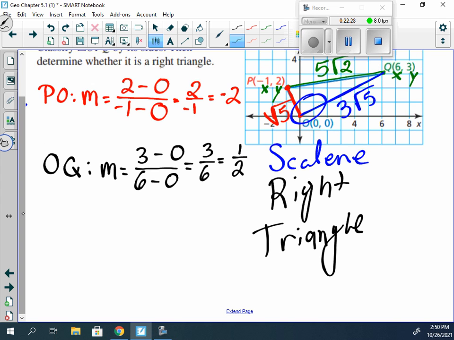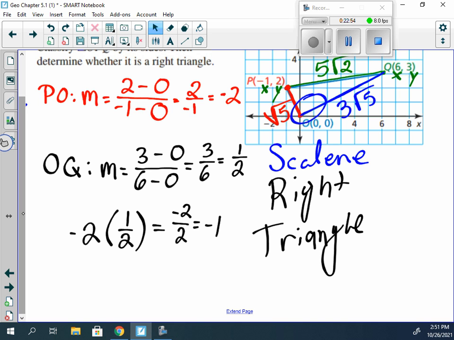Now again, another way we can check is if we take -2 and multiply it by 1/2. And if the product of their slopes is -1, then the two lines are perpendicular. If we do this here, that would be -2 over 2, which is -1. So the lines are perpendicular to each other. So this would be a right triangle. Questions on this here before we look at the next one?